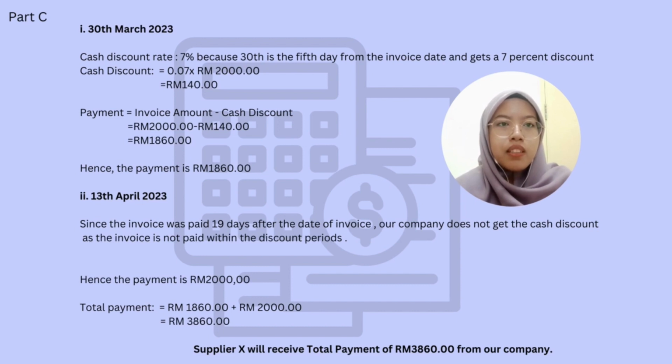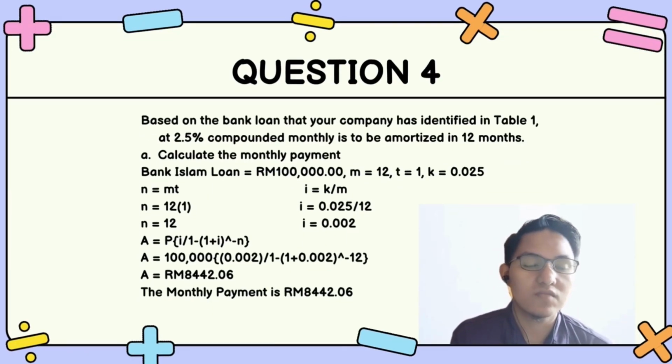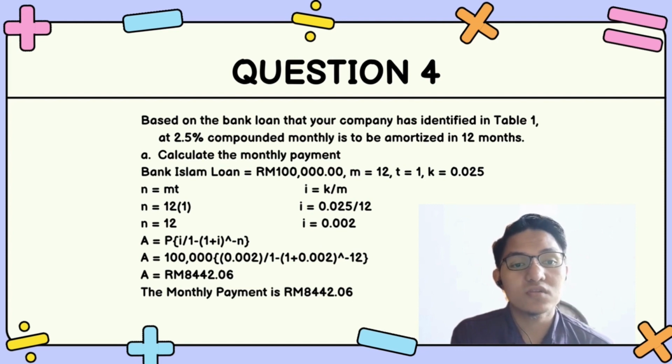Total payment equal to RM1860 plus RM2000 equal to RM3860. So, therefore, Supply X will receive total payment of RM3860 from our company.